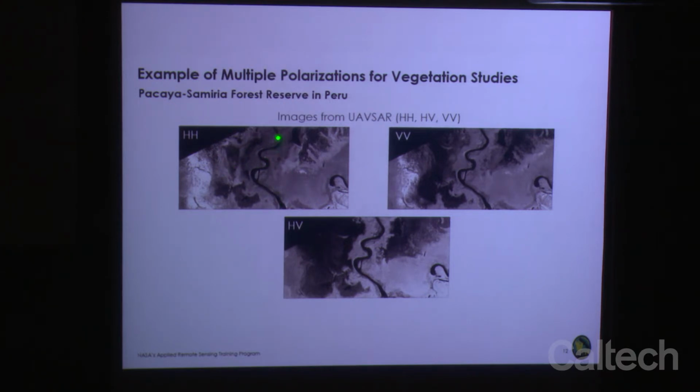And so the dark areas, here's the river channel, and there are various kinds of vegetation communities. It's a huge wetlands complex here. So these are all in grayscale.